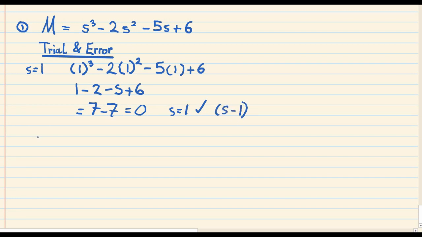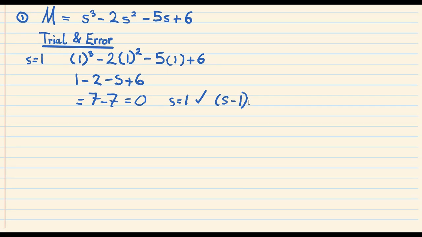Now that you have your first factor, you want to find the other leftover factors. How many factors are there in total? 3. And that's because you have an s cubed over here, meaning that the polynomial is of the order 3. Therefore, 3 factors. You found your first factor, you want to find your other 2 factors. The way you do this is by a method called inspection. The first thing you need to do is rewrite this in a different form, which includes this s minus 1.